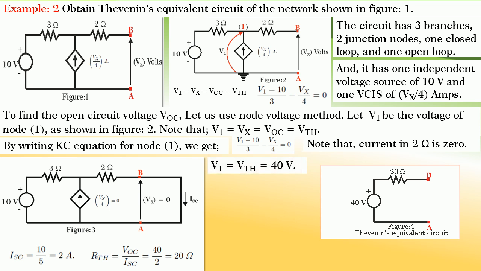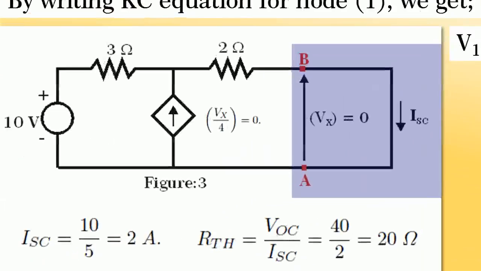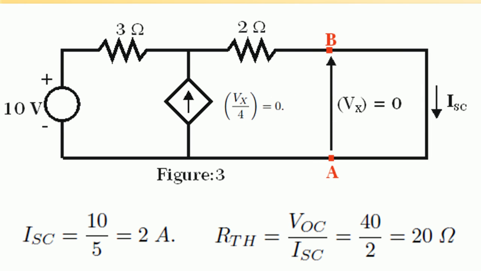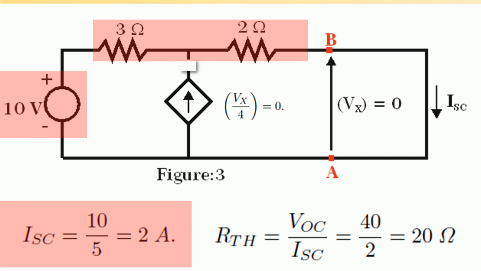volts. To find ISC, let us short circuit the terminals A and B as shown in figure 3, and this resulted in Vx to become 0 and hence Vx by 4 also is equal to 0. Since the current 0 and the finite voltage imply open circuit, we can open the current source as shown in figure 3, and this resulted in a very simple circuit of 10 volts across which 5 ohm is connected and hence ISC is equal to 10 divided by 5 equal to 2 amperes.